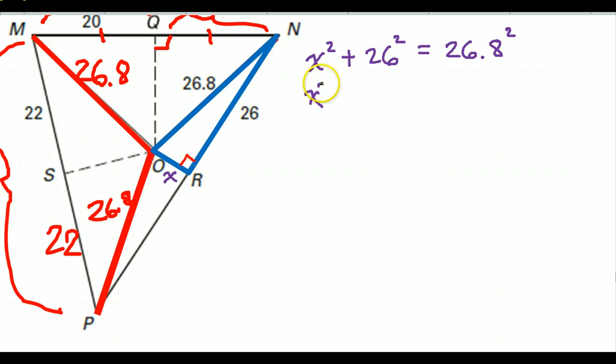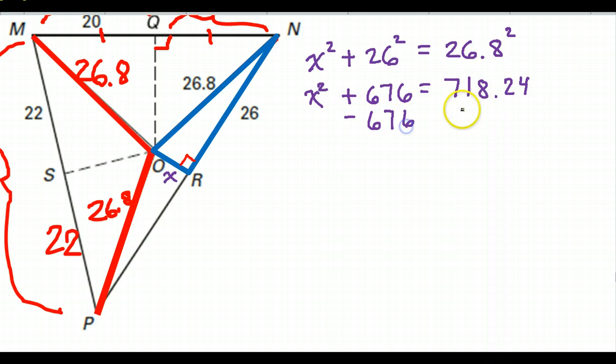So this is going to give me x squared plus 676 equals 718.24. Let's just subtract 676 from both sides. So that's going to give me x squared is equal to 42.24.